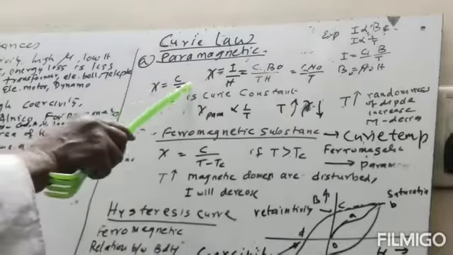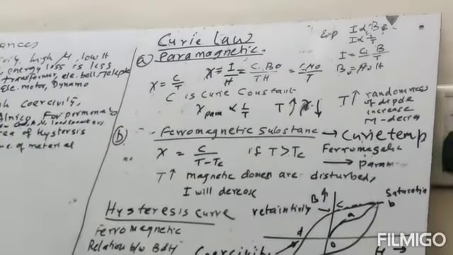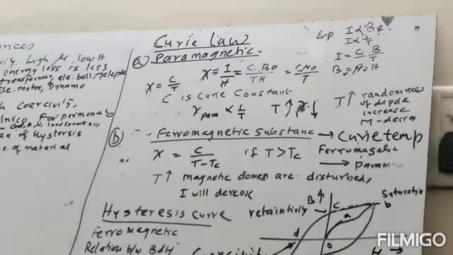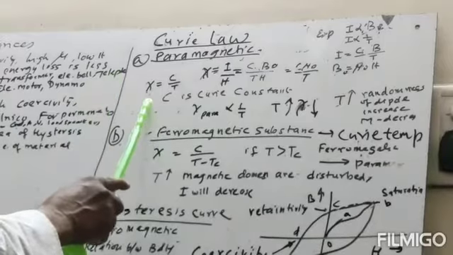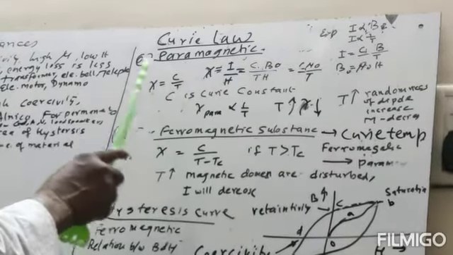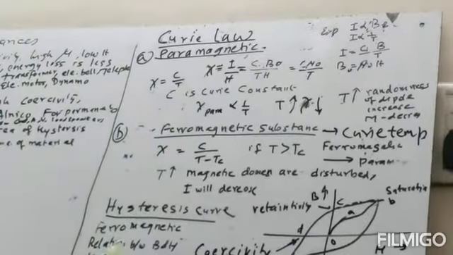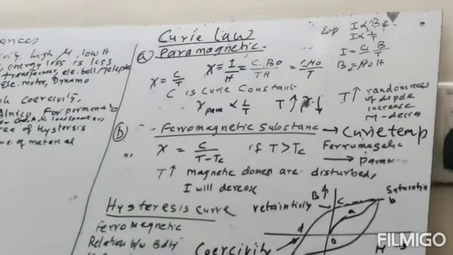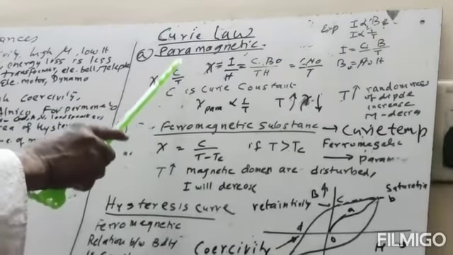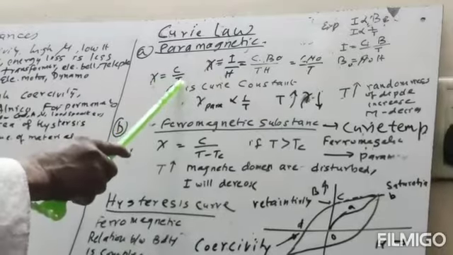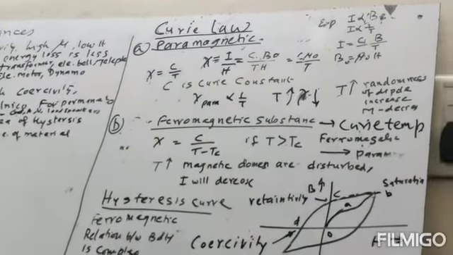So this is the Curie law, or the Curie equation. Curie law says that for paramagnetic substances, the susceptibility decreases as temperature increases, or susceptibility is inversely proportional to the temperature, expressed in absolute degrees Kelvin. So chi is equal to C by T, or chi is proportional to 1 by T. This is known as the Curie law for the paramagnetic substances.